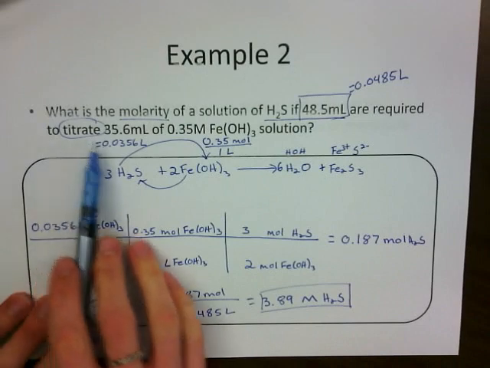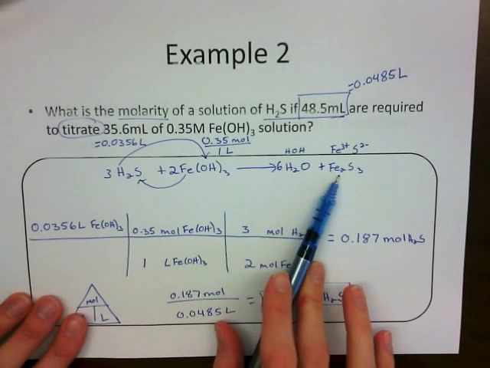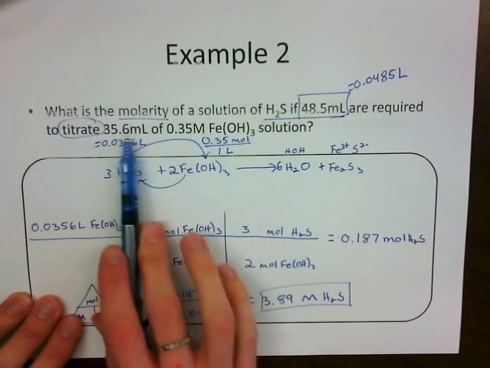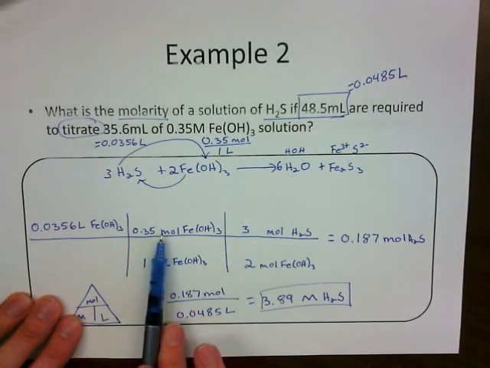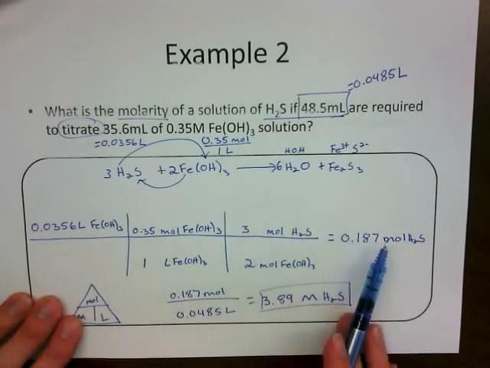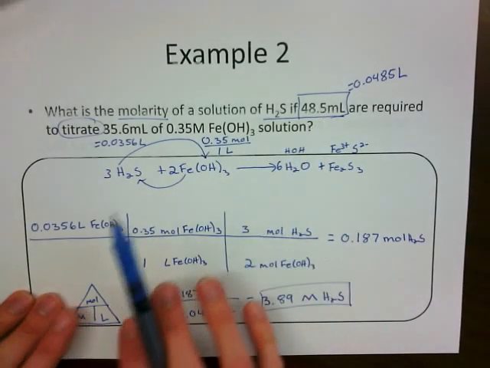So again, I started with a balanced reaction equation. Started the dimensional analysis with the solution that I knew everything about. I introduced molarity again as a dimensional analysis ratio of moles per liter. Found moles, and I used the definition of molarity, moles per liter, to calculate the molarity given the volume.